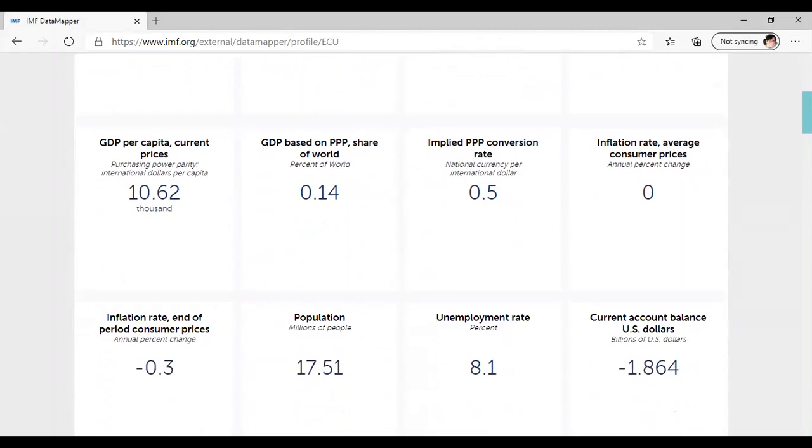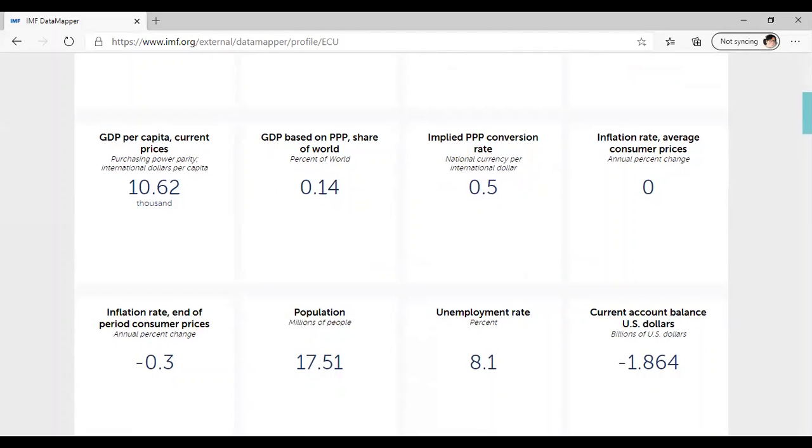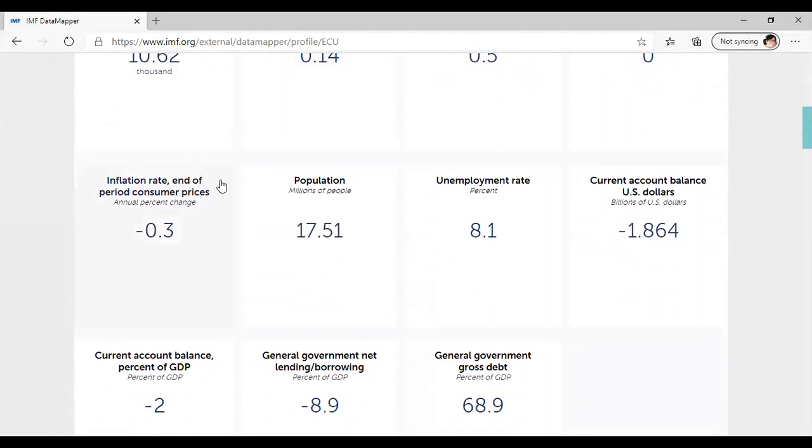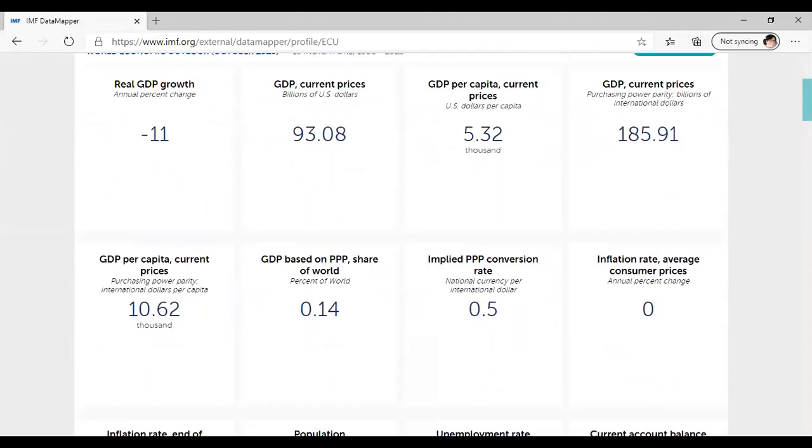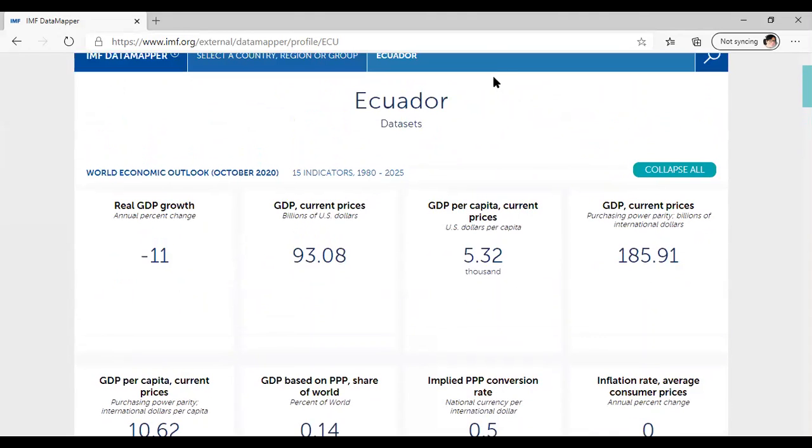This is wonderful information that you can use to learn more and to understand what is going on nowadays in Ecuador. Look at this, the inflation rate, end of period consumer prices, population, millions of people. This is the population, unemployment rate. We have all kinds of information. I recommend you to check on this site. It's a really, really good one.